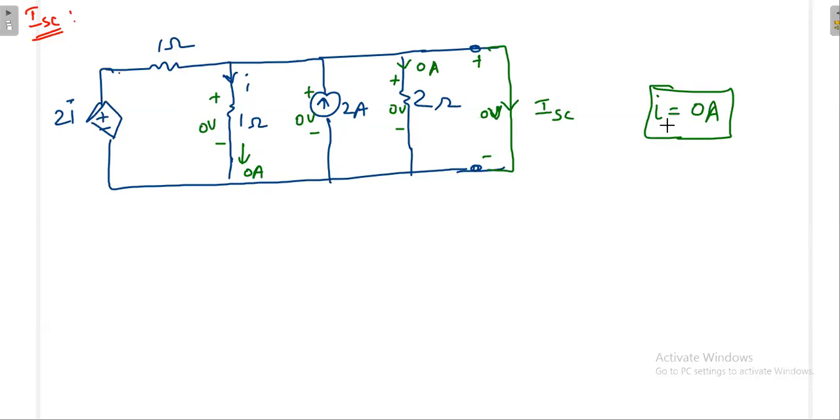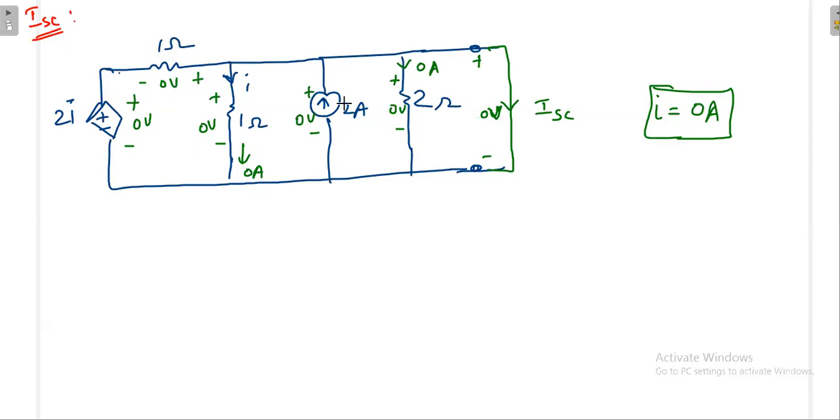If I is 0, this 2I is also 0, because if I is 0, this is 0 only. This is like 0 volt only. If this is 0 volt, this is like short circuit only. If this is 0, in order to satisfy the KVL, if you apply the KVL in this loop, then this has to be 0. To satisfy the KVL, this has to be 0.